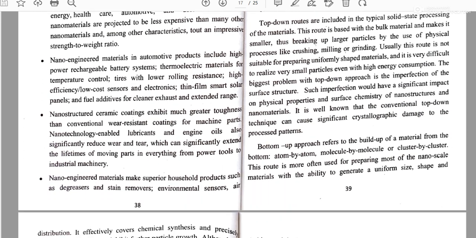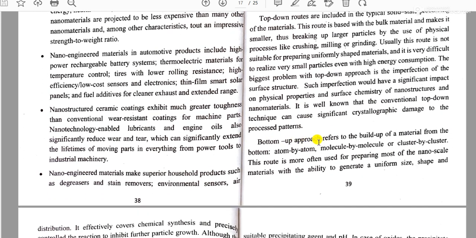Then coming to the bottom-up approach. The bottom-up approach refers to the build-up of a material from the bottom, atom by atom or molecule by molecule or cluster by cluster. This route is more often used for preparing most of the nanoscale materials, with the ability to generate a uniform size, shape and distribution. So these are the advantages of this bottom-up approach.